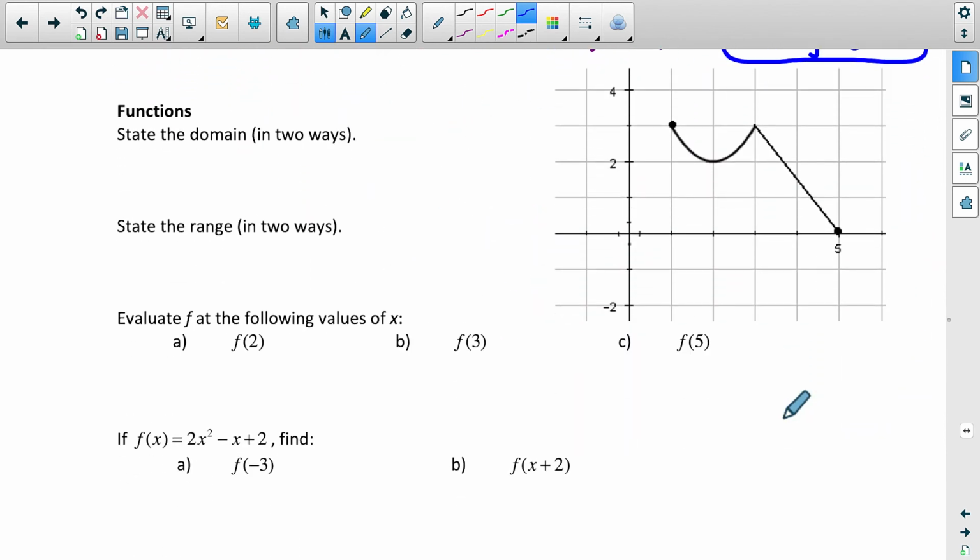Okay, finally some functions. State the domain. Remember, domain's the x values. So you ask yourself, what's the lowest x value? Lowest x value is this point, which has an x value of 1. What's the highest x value? 5. So it goes from 1 to 5.